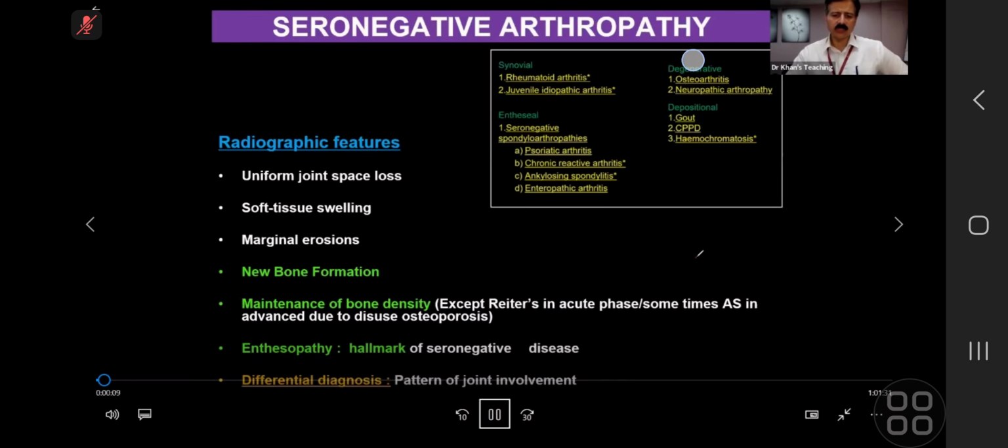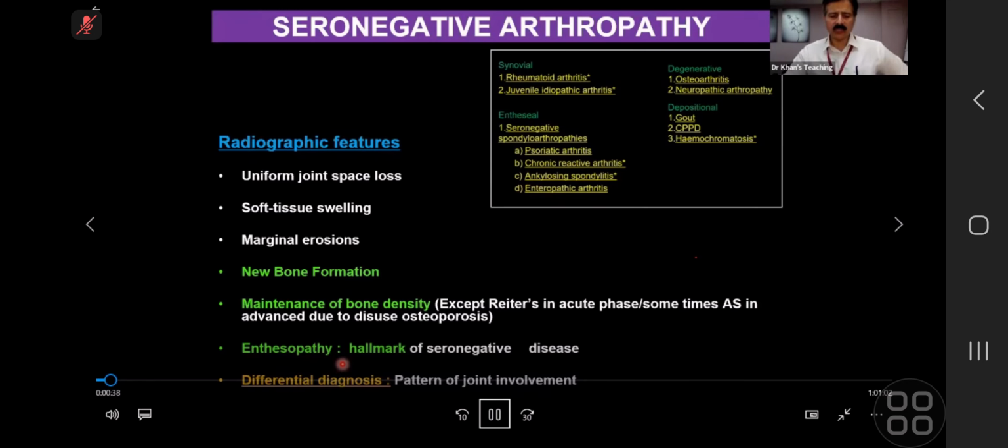Let me give you the overview for the exam as far as seronegative arthropathy is concerned. You remember the list includes psoriasis, CRA, ankylosing spondylitis, and IBD, etc. The hallmark of seronegative arthropathy is enthesopathy. This is a take-home point.